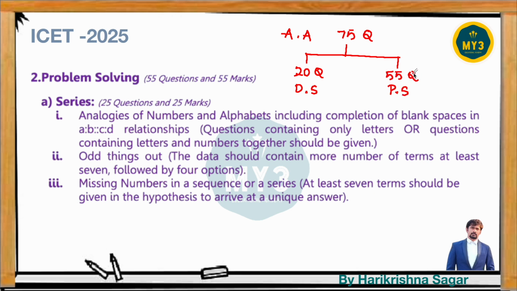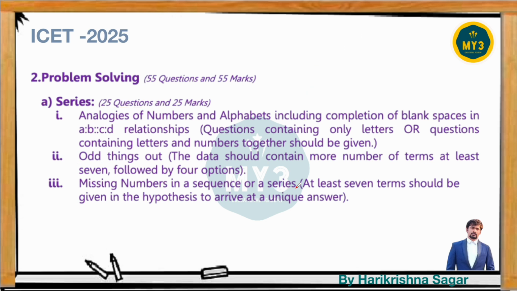And out of these 55 questions, 25 questions are exclusively given from series module. So in these 25 questions, they are majorly covering three topics. One is analogy, the other one is odd man out, the other one is series based questions, that means number series and letter series. So very simple module, you can easily score this 25 and this is a scoring module. And how to score this 25 marks, what are the techniques which we have to use, all those things we'll try to discuss in this video.